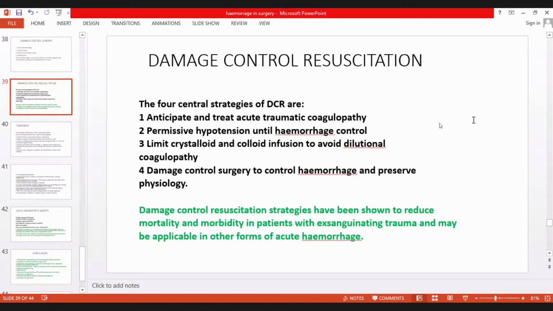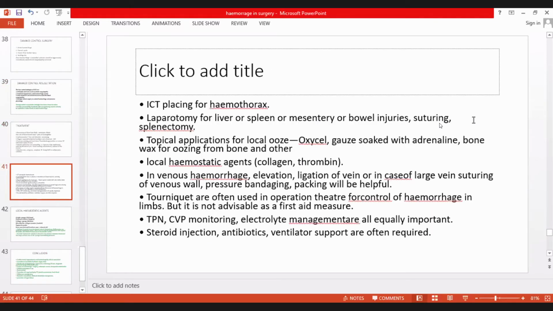You have to do the emergency procedure so that there is no physiological derangement, and only the definitive part will be done later, only if the patient is stable, and it is usually done after 2 or 3 days of trauma or surgery. We generally apply it for liver and spleen surgery and mesenteric bowel surgery, where we do definitive surgery only after 2 or 3 days if the patient is stable.